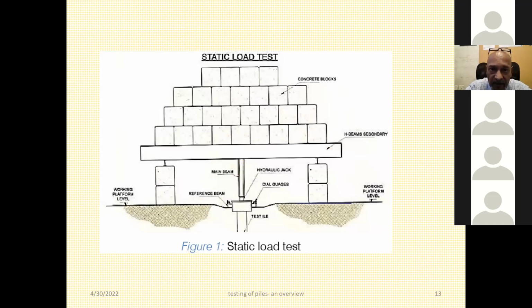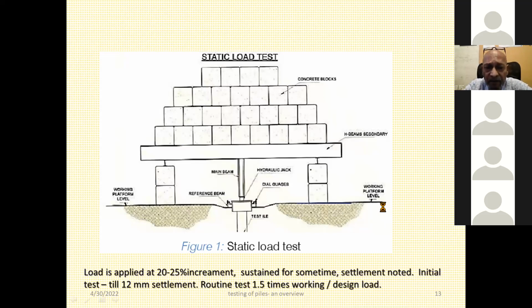This is a schematic diagram for the same static load test. You can see that there is a hydraulic jack. There are datum bars to measure the settlement. There are dial gauges accurate to say 0.01 mm. And this arrangement is provided for static load test.